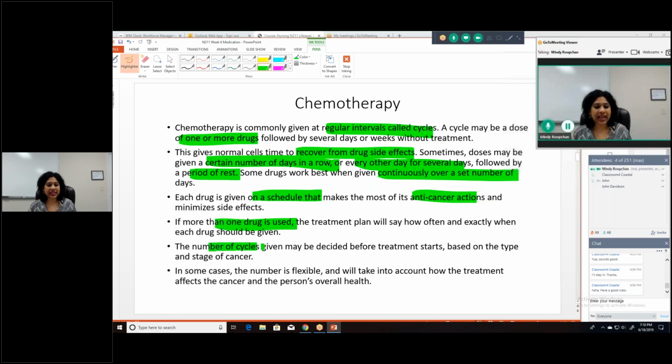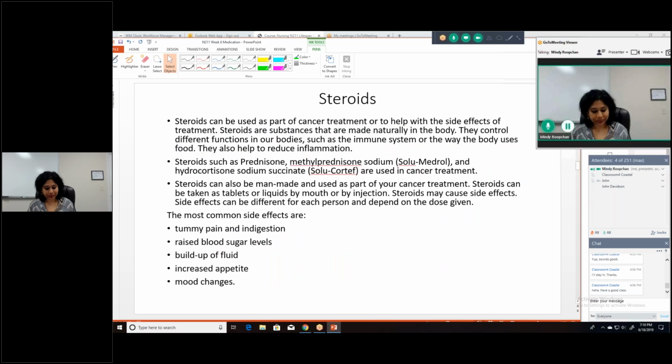So the number of cycles given is decided before the treatment starts based on the type and the stage of that cancer. In some cases, the number can be flexible because when we're treating that patient, we don't know how they're going to react, how their body's going to respond. So we look to see how they're doing, and depending on how their health is and how it's affecting them, that's how we're going to give the medication.